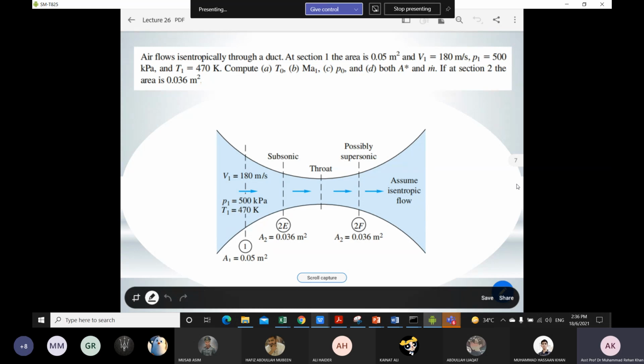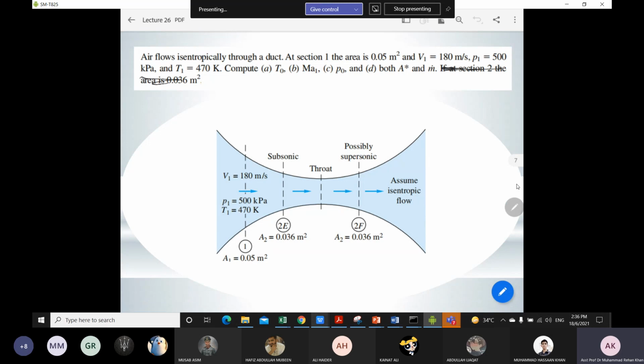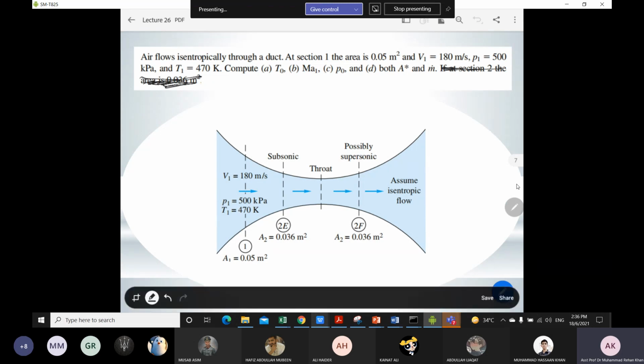Pressure at section 1 is known to you. Temperature at section 1 is known to you. You have to compute the stagnation temperature, the Mach number at point 1, the stagnation pressure, both A star and M dot. Okay, and this statement is not linked with this problem, so you just have to eliminate it. Okay, so this is the figure. You have to note it down or draw the figure, and then we will see how to solve it.